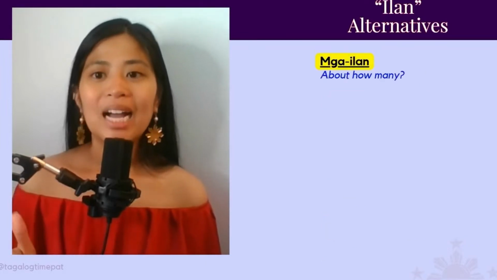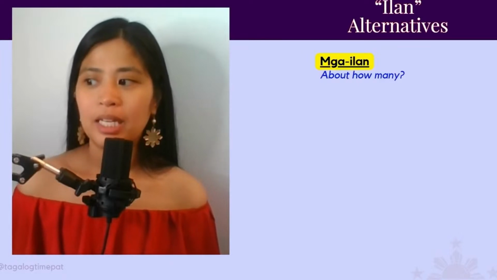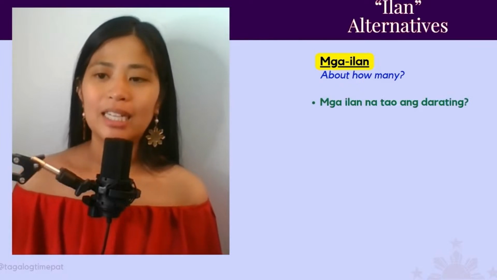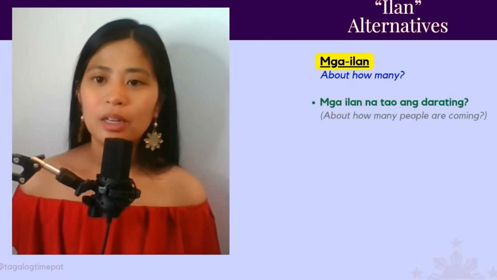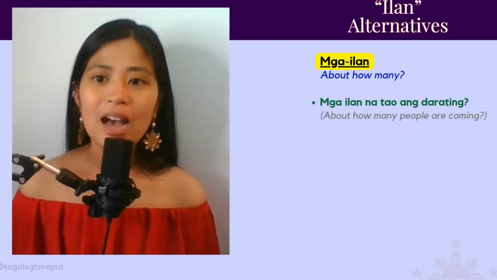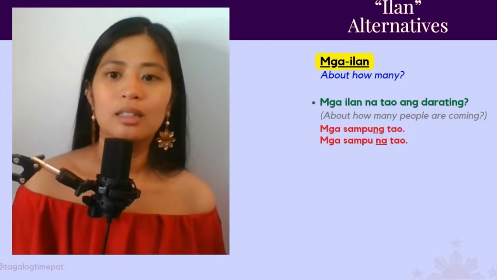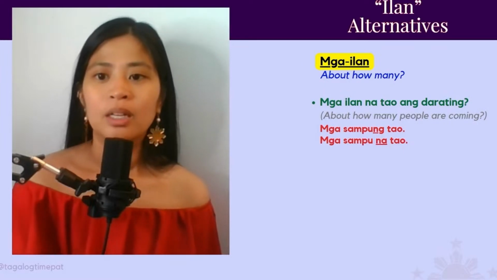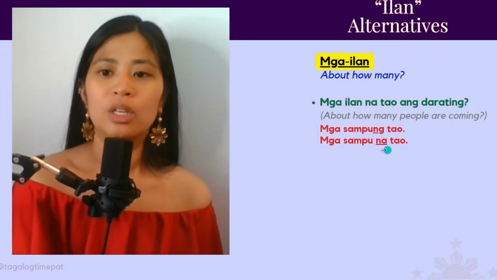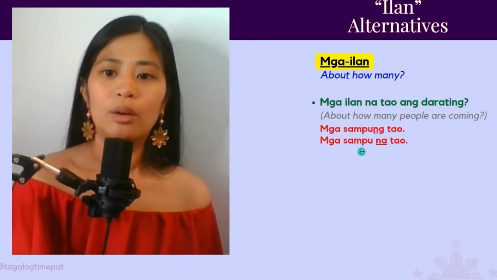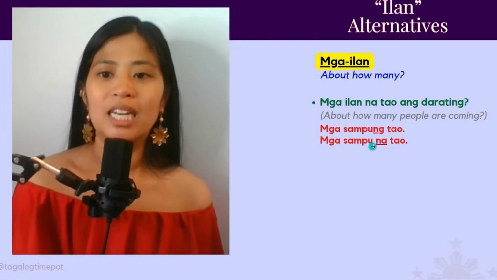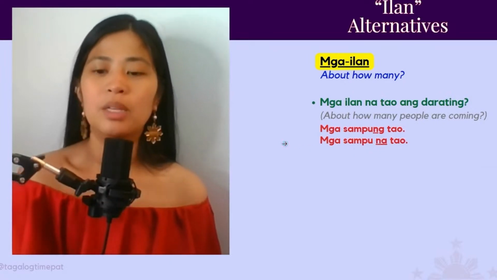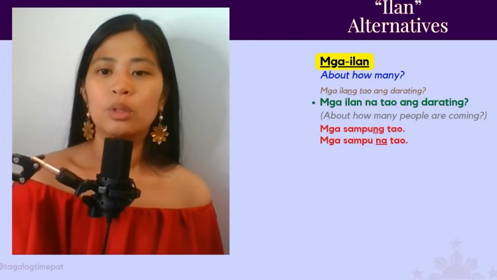And lastly, mga ilan means about how many. Mga ilan. So, mga ilan na tao ang darating? About how many people are coming. You could say mga 10 tao or mga 10 na tao. There's the contraction that you can make when the adjective or when the number ends in a vowel. Just add the ng at the end. So about 10 people, mga 10 tao.